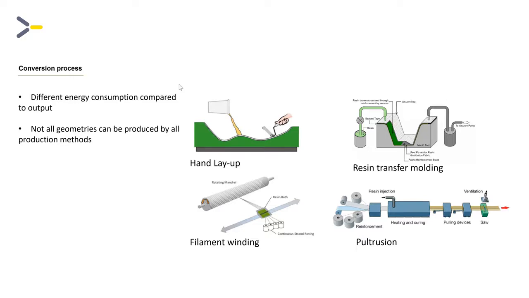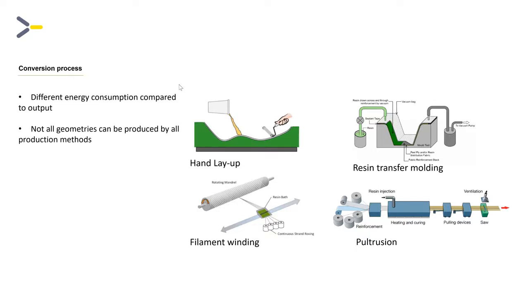Filament winding is used primarily to manufacture round tubes, square tubes as well. And this process is very similar to the pultrusion process, but with filament winding you are limited by the length of your mandrel, of the rotating mandrel. The benefit of all of these processes is that you can use more or less any fibers and any resins, but you cannot manufacture all geometries on the different processes.